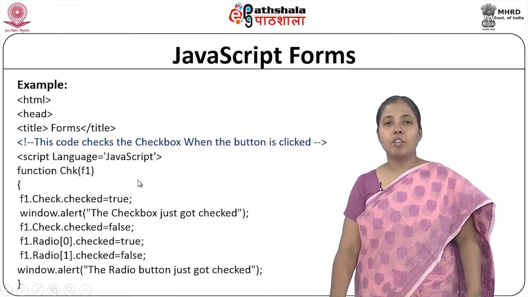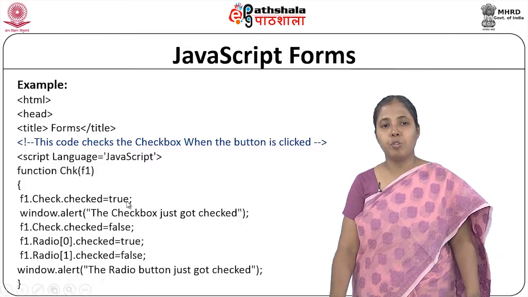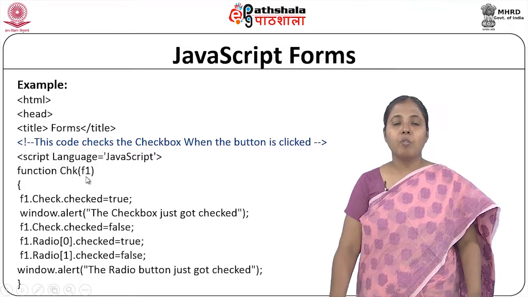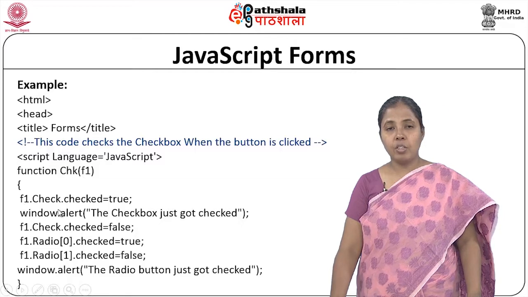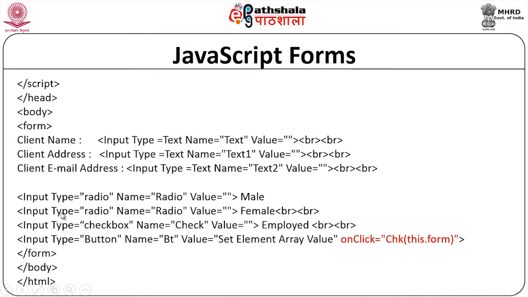And this is another example of how we work with checkboxes and radio buttons within forms. So, here we can see that there is a function called check. We pass the form object here, and now in this form we have a checkbox and 2 radio buttons. There are 3 text fields. You can see there are 3 text fields, 2 radio buttons, 1 checkbox and 1 button.